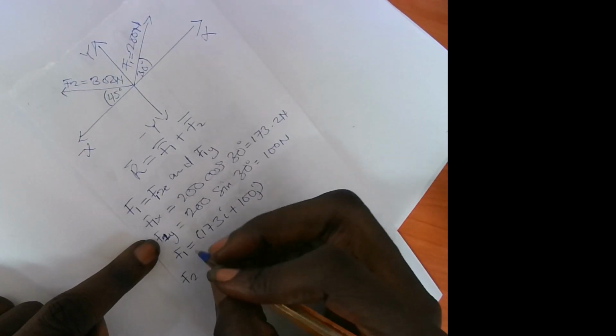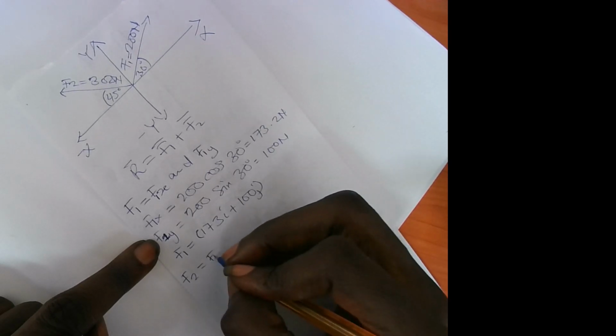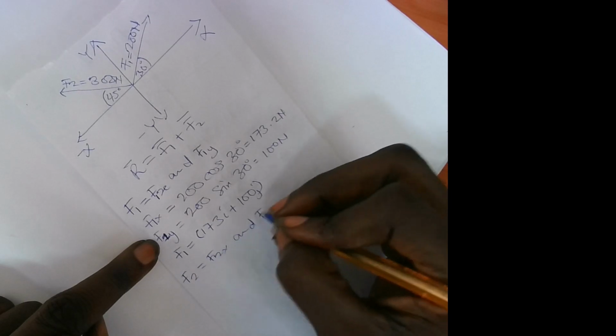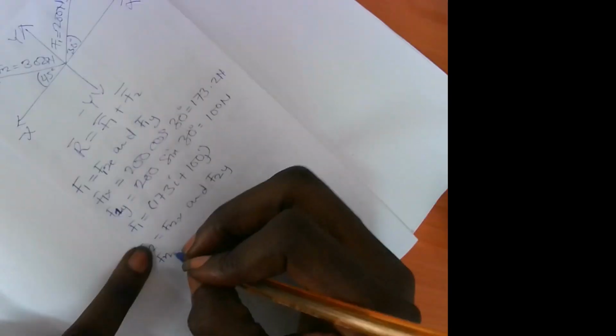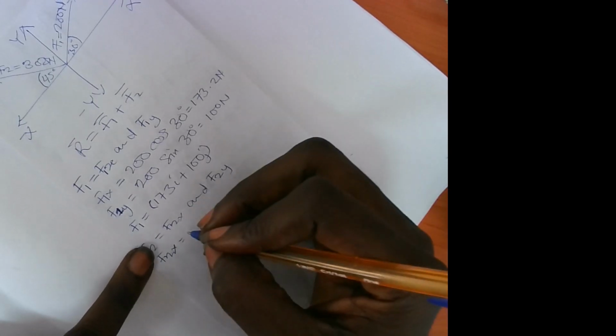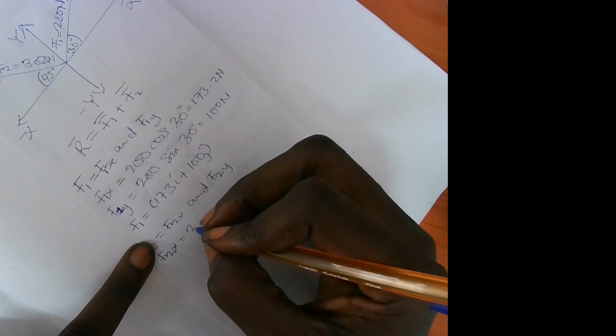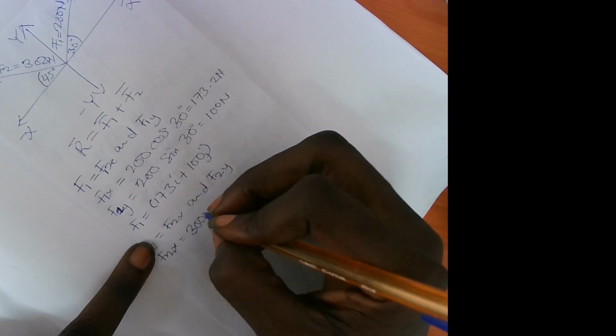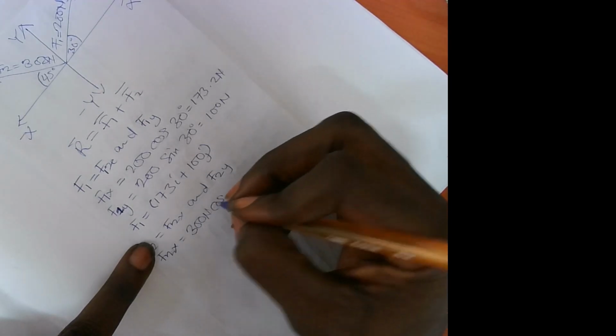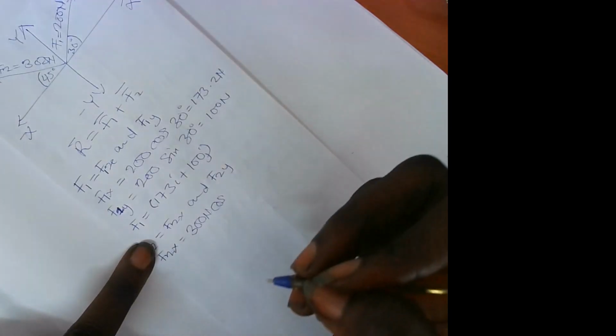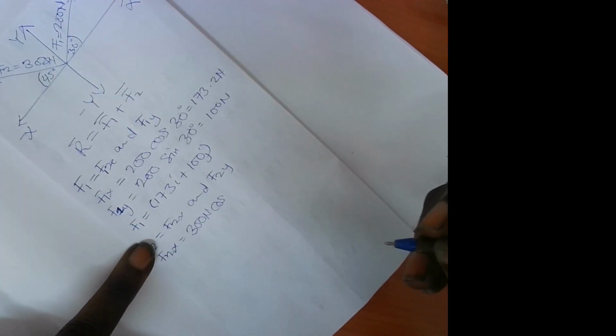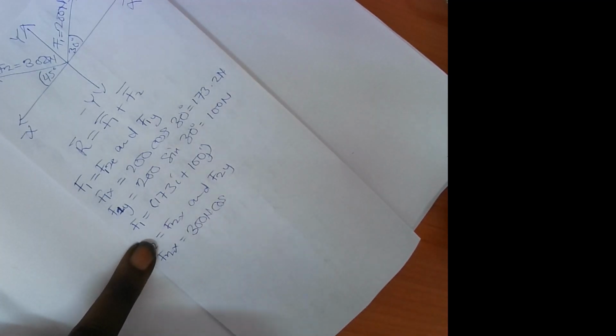Now for F2, the components will be F2x and F2y. F2x is equal to F2, the magnitude is 300 Newton, times cos... I will not say cos 45 degrees, because we always take the degrees with respect to the positive x-axis, and the 45 degrees is with respect to the negative x-axis, so I cannot use that. I must take the angle with respect to the positive x-axis.